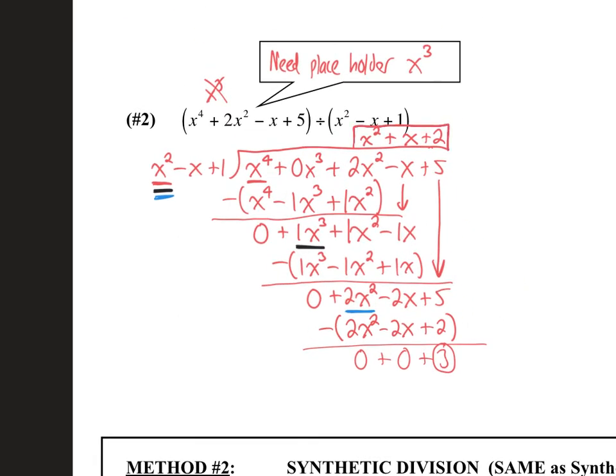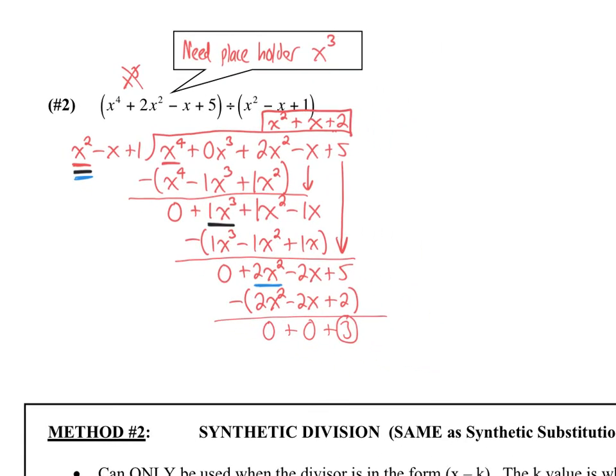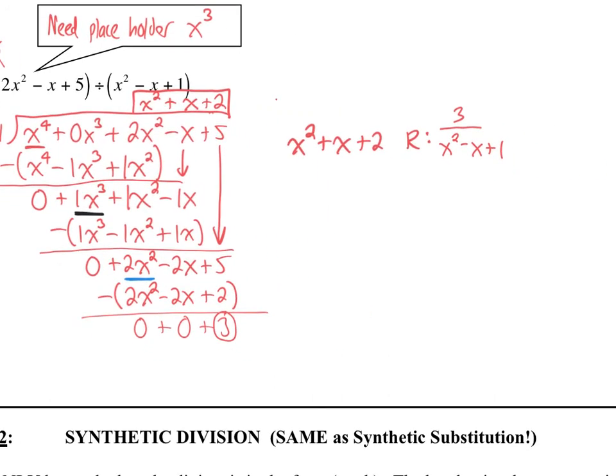This is our answer. This is what divides evenly, and our remainder is going to be over here. So our answer is going to be x squared plus x plus 2, and a remainder of, remember, you take the 3, which is the remainder, and put it over the divisor, which is x squared minus x plus 1. And that's going to be our answer.